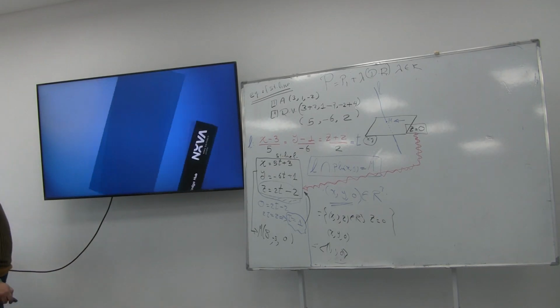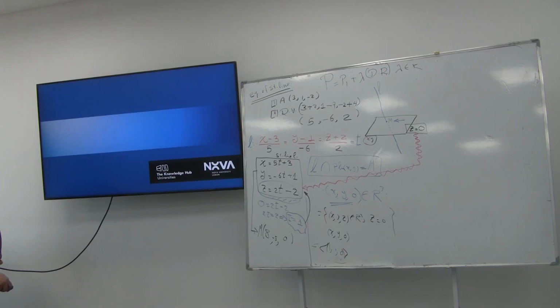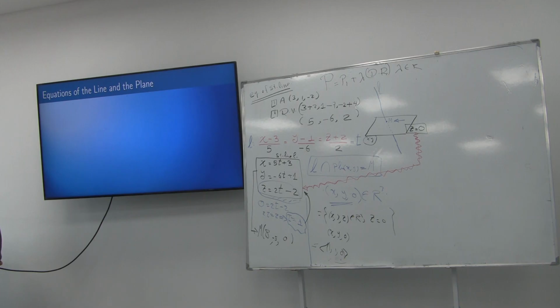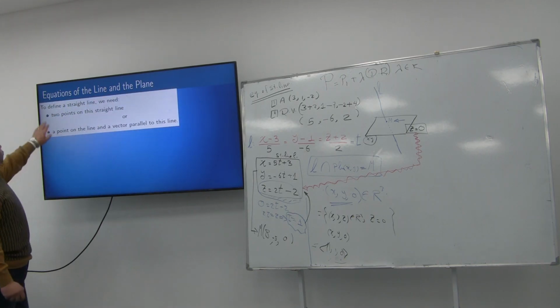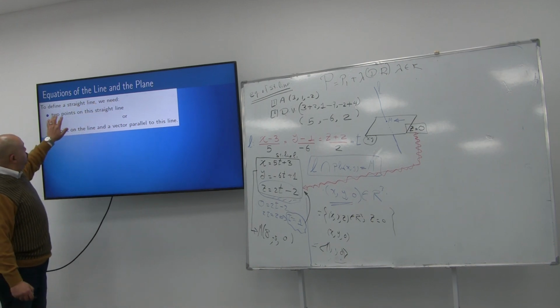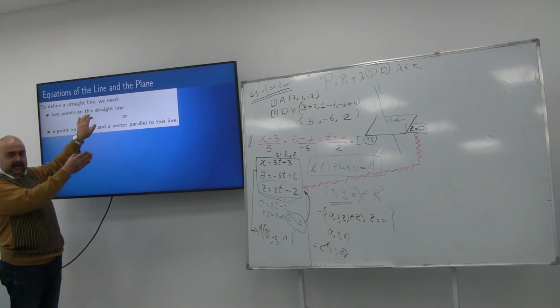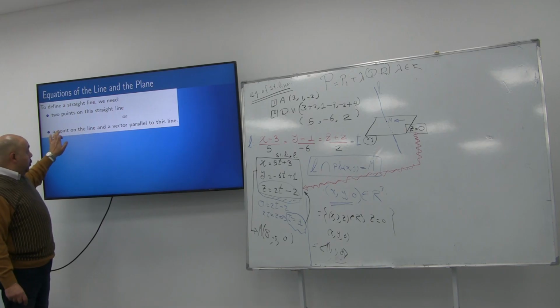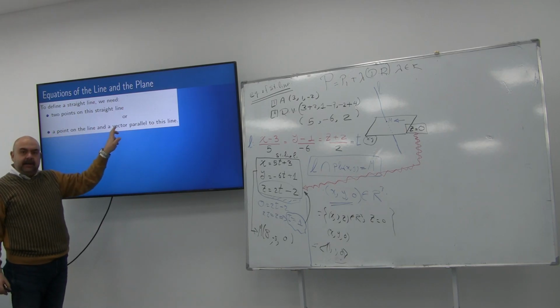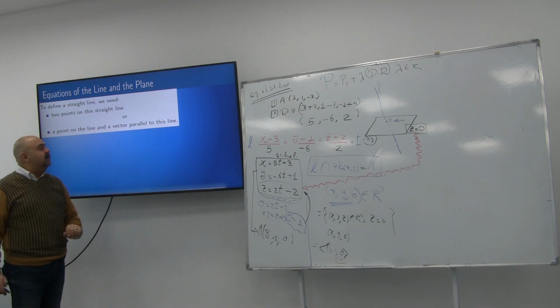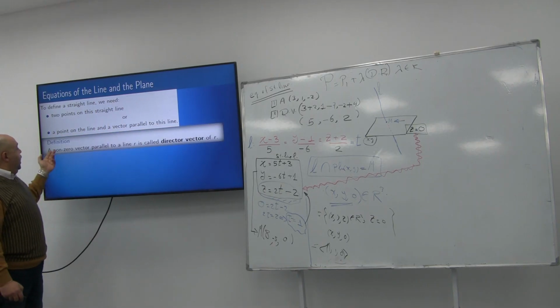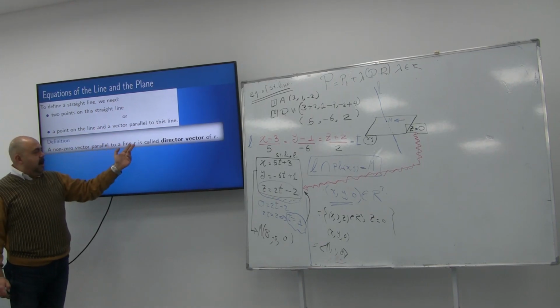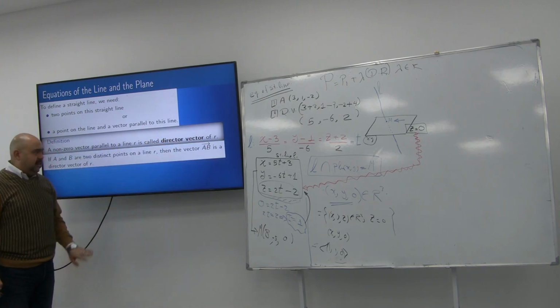Okay, exactly as I told you, let's get back to our beloved slides. So I will start exactly as in your slides, which I sent to you earlier. To define a straight line, we need two points on this straight line, exactly like what we said, or a point on a line and a vector, which is the position vector. A non-zero vector parallel to a straight line R is called the director vector, exactly as we said.